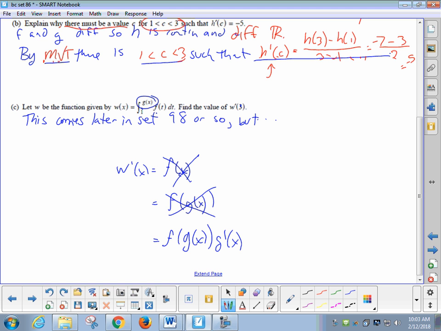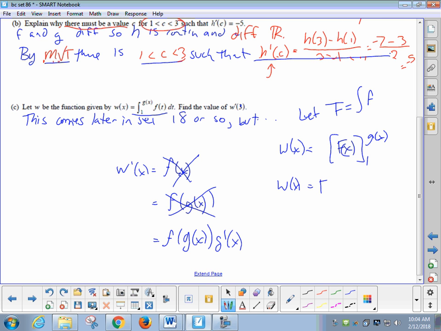Now again, this is for a later day, but the thought process is, if you were to try and figure out what W prime is, the first thing you'd probably do is say, let capital F be the antiderivative of f. I don't even know what to call it, but let's say that it would be the antiderivative evaluated from 1 to g. I don't know what the antiderivative of capital F is, but I don't need to. By the fundamental theorem, that would be capital F of g of x minus capital F at 1. You follow? Now, that's just a funky way of writing W, but now consider W prime.